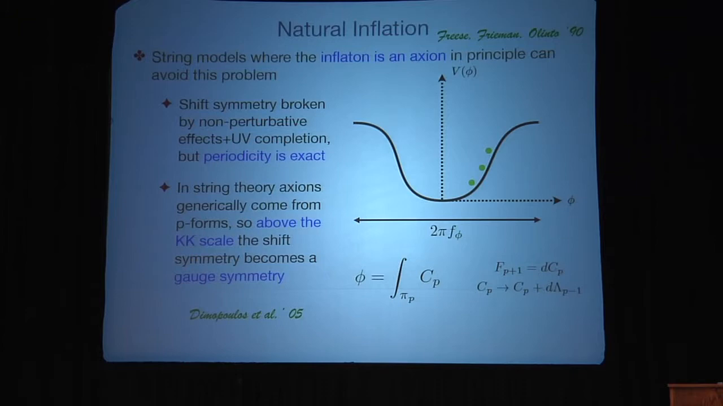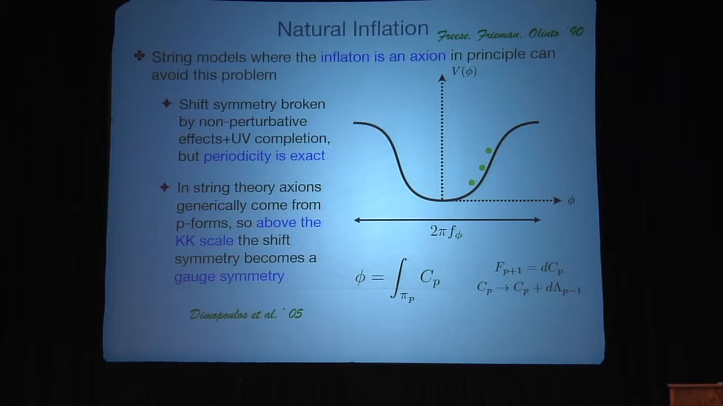Okay. In addition, when we take this idea and try to embed it in string theory, because the axions come from integration of p-form potentials over p-cycles, there's an extra stuff. Basically, the shift symmetry in here comes from a gauge symmetry in the higher dimensions, and so when we reach the Kaluza-Klein scale, we should start seeing this gauge symmetry where the shift symmetry is coming from. And because gauge symmetries are so powerful, this should more or less serve as a cutoff of all the crazy corrections that one could in principle have.